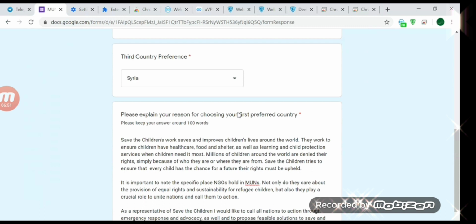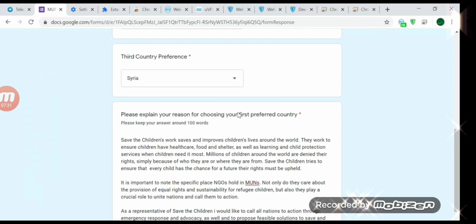So my first paragraph was explaining what Save the Children stands for. First of all, they try to improve children's lives around the world, and some background information, what they do and why it is important. And the next paragraph contained their role in MUNs. Why do you want to choose this NGO to take part in MUN? And I explained myself because I don't only want to care about the provision of equal rights and sustainability for refugee children, but also I want to emphasize their crucial role in uniting nations and to call them to action.